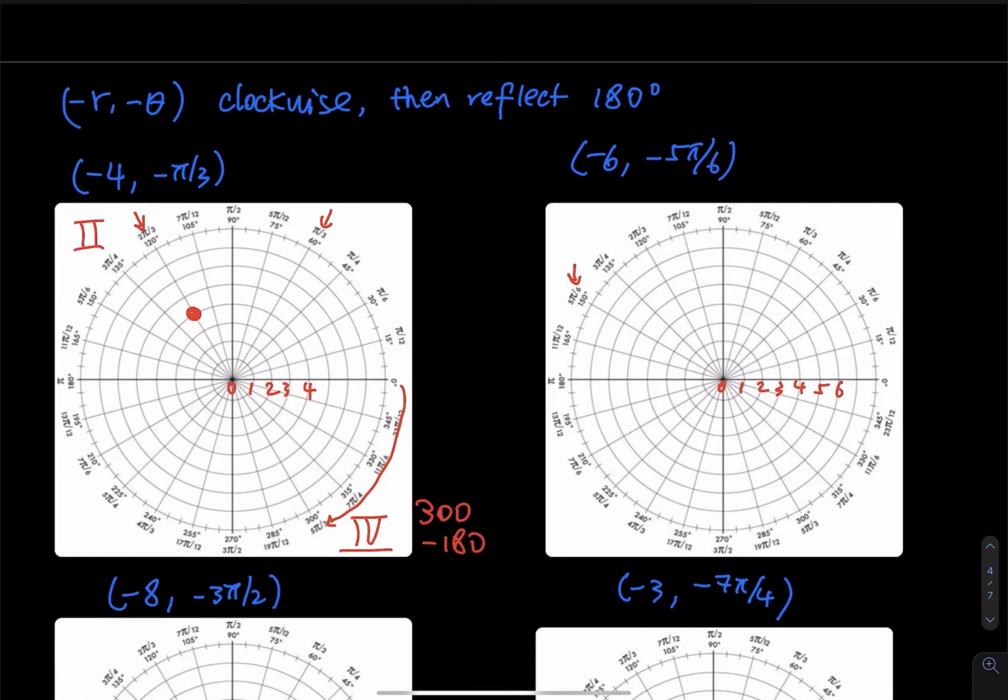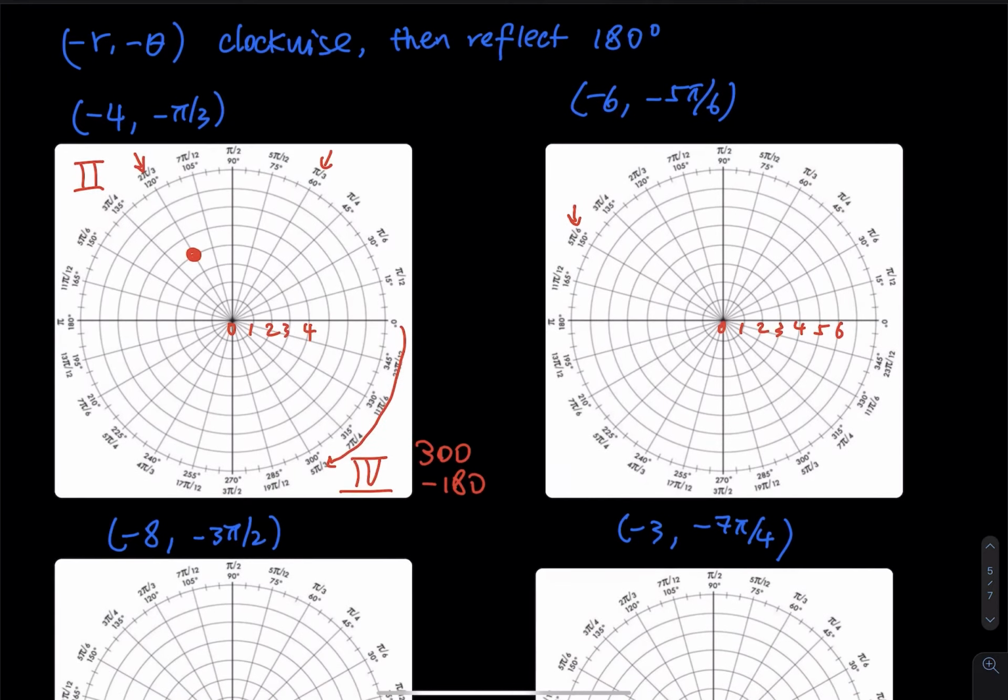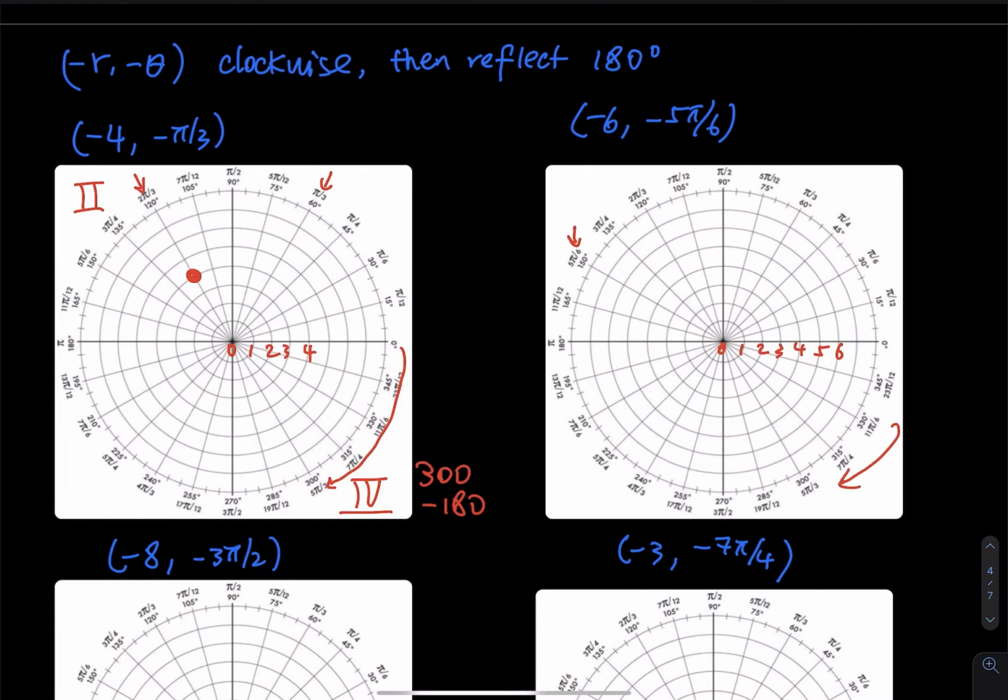But negative pi over 6. So you are not going this way. That is wrong. You are going the other way. You are going this way. And then the pi over 6 is like right here in quadrant 3. So negative 5 pi over 6. And then imagine that is a positive 6. So you have to start from 6 and then you go all the way to here. And then that is the destination. And then we draw a point right there.